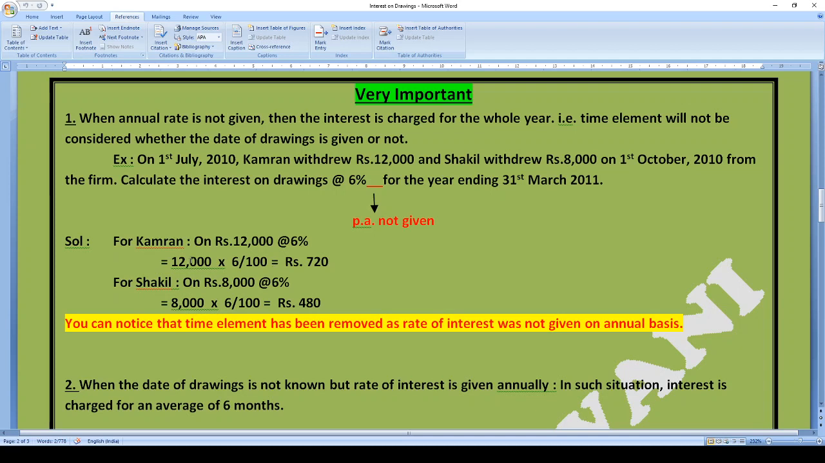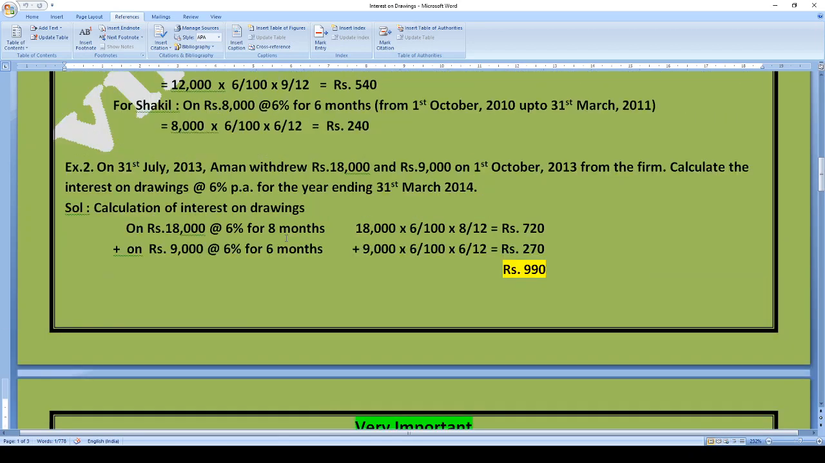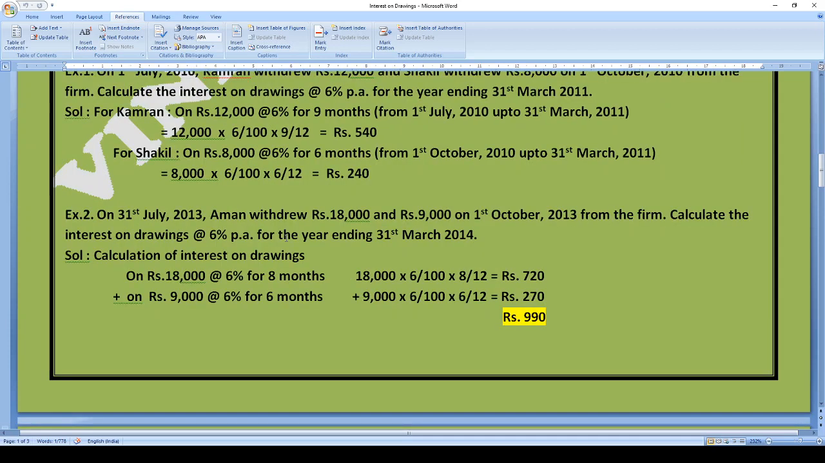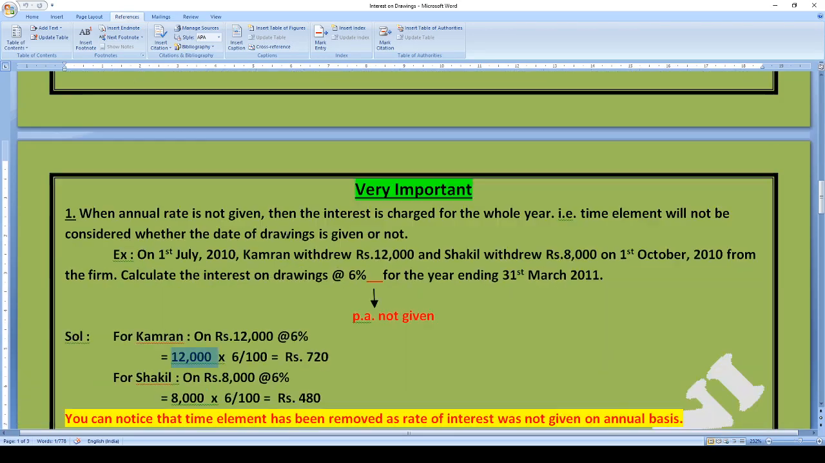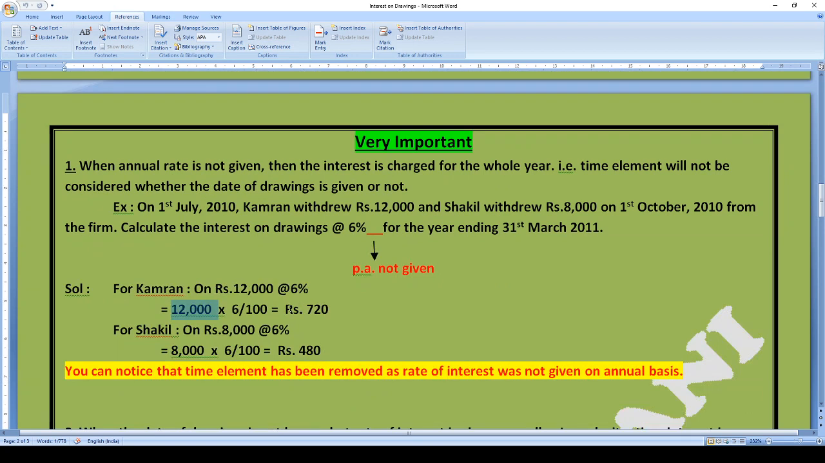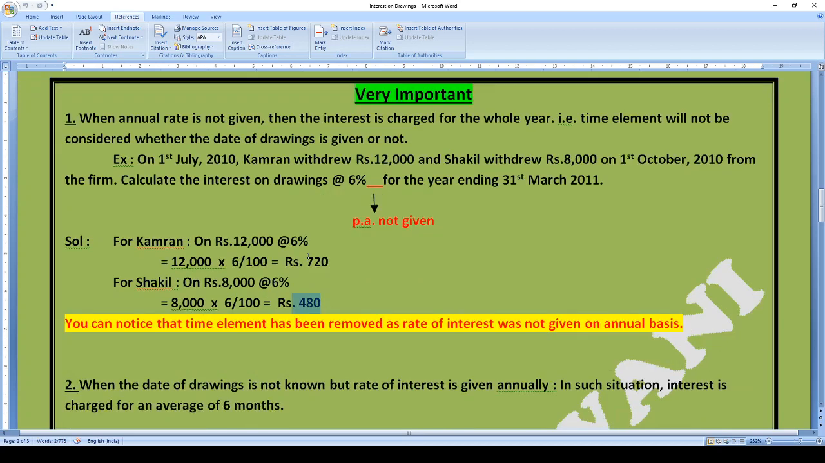How have we made the calculation? We have made the calculation simply by multiplying the amount of drawing by the rate of interest. So it automatically means that we have charged the interest on drawing for the whole year. हमने पूरे साल भर के लिए interest on drawings charge किया है. That's rupees 720. And for Shakil the same, on rupees 8,000 at the rate of 6%. No time element has been mentioned. Therefore, his interest on drawing becomes 480.